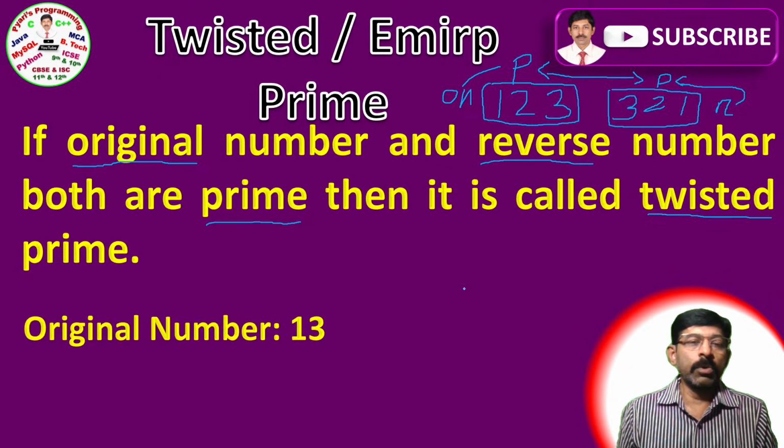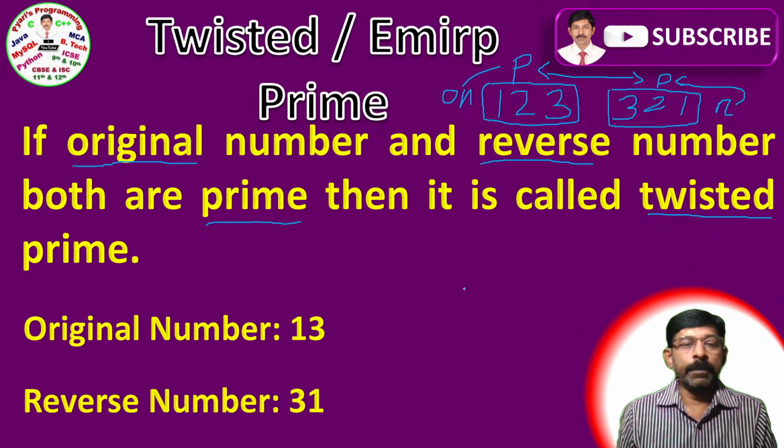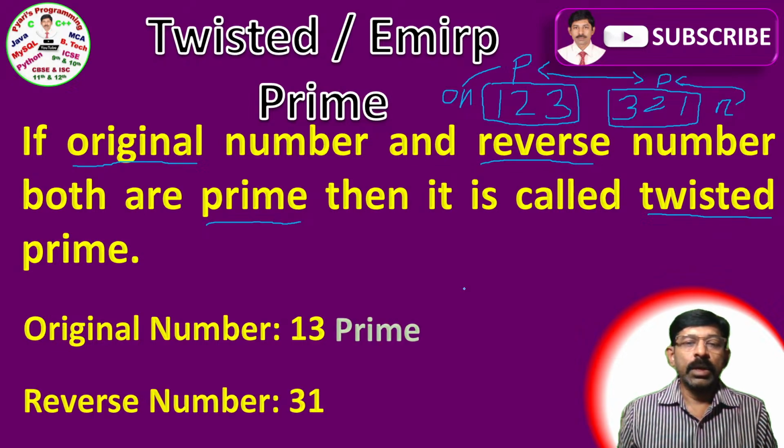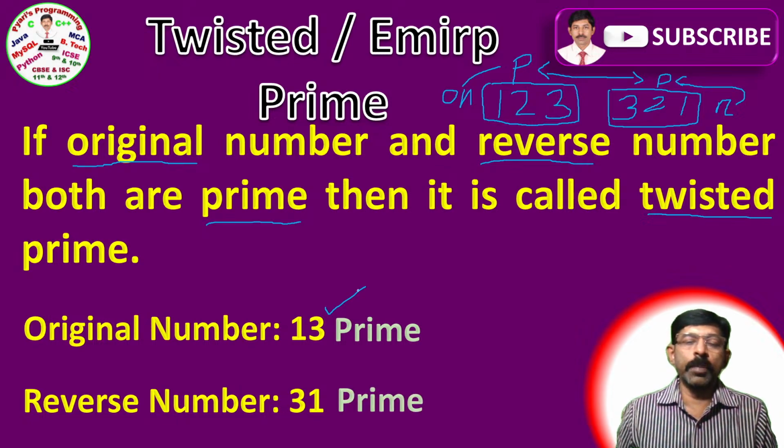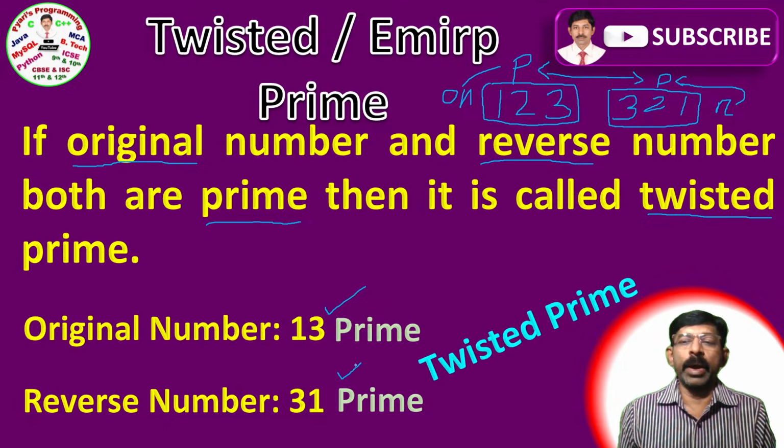Let's see. Suppose user has entered a number called 13. The reverse number is 31. Here 13 is a prime number and 31 is also a prime number. If both are prime numbers, then it is called a twisted prime number.